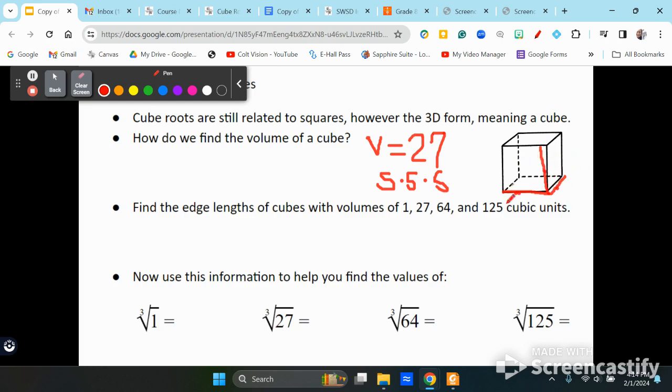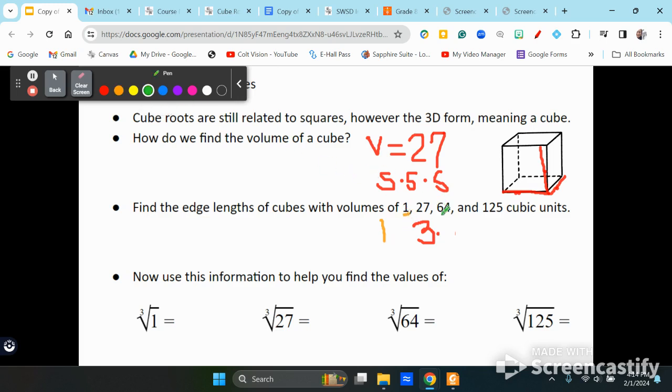So if I multiply these 3 dimensions and the answer is 27, what would that number have to be? That would have to be 3, right? Because 3 times 3 times 3 is 27. So if the volume was 27, the answer would be 3. Then what about if it was 1? Well, that would be 1, right? Because 1 times 1 times 1 is 1.